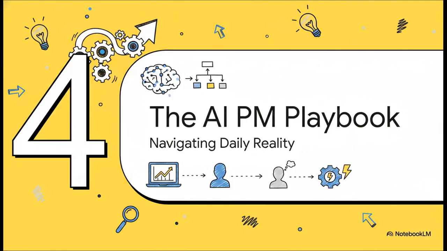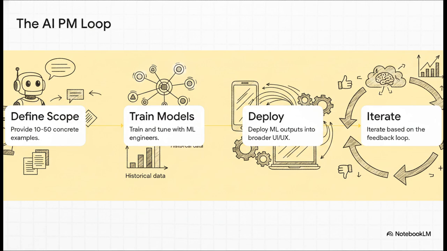All right, Section 4. The AI PM Playbook, Navigating the Daily Reality. So, how do we actually build this thing? AI product management is a highly iterative process. It's so much more fluid than standard code deployment. First, you start by defining the scope using concrete examples. If you're building, say, a banking chatbot, you don't just write a vague spec document. You write 10 to 50 actual conversational examples that you want the bot to execute. From there, your ML engineers train and tune the models on historical data.